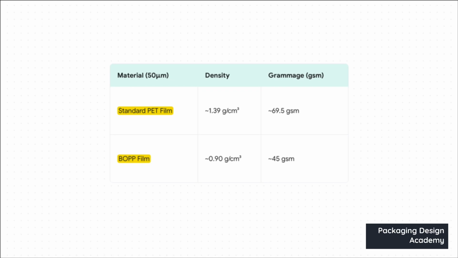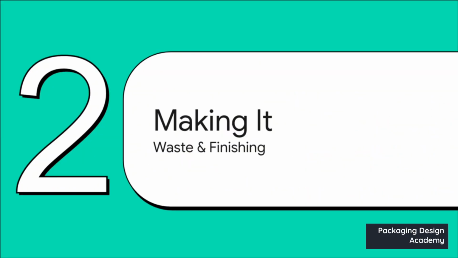And this is where it gets really interesting. Check this out. We've got two different films here, both the exact same thickness. But because that standard PET film is so much denser than the BOP film, you end up buying almost 35% more material by weight. That's a huge potential cost saving right out of the gate just by making a different choice on a spec sheet. All right, layer one is down.